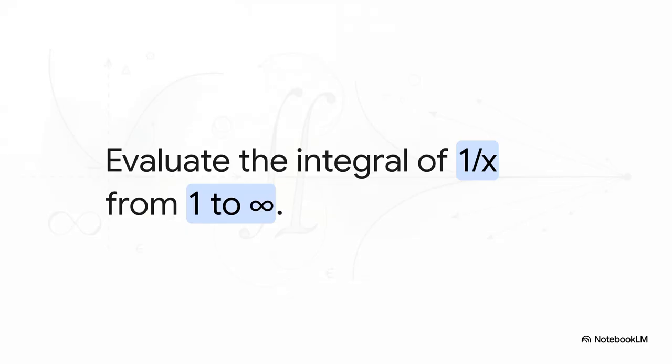Okay, for our next trick, let's make a tiny change. Instead of 1 over x squared, we'll look at just 1 over x. This function also gets smaller and smaller as x gets bigger. So what do you think? Is its area also going to converge?